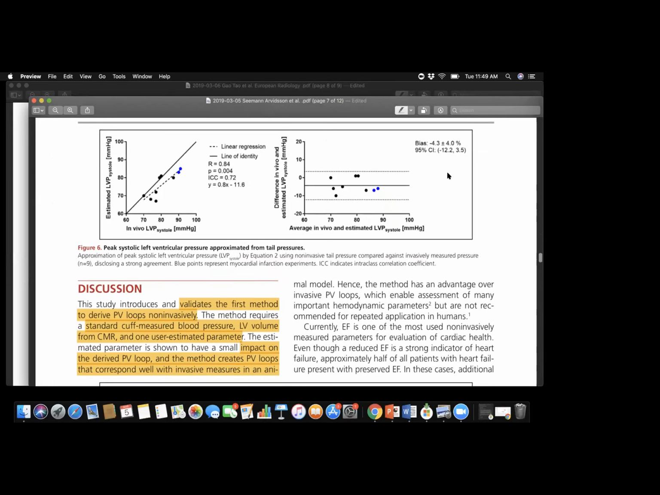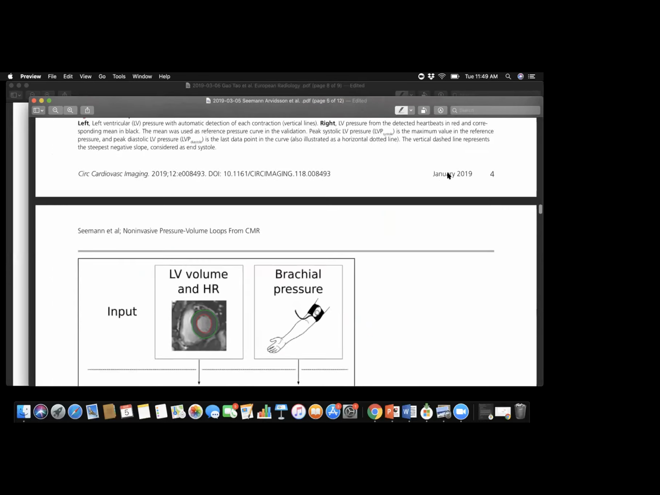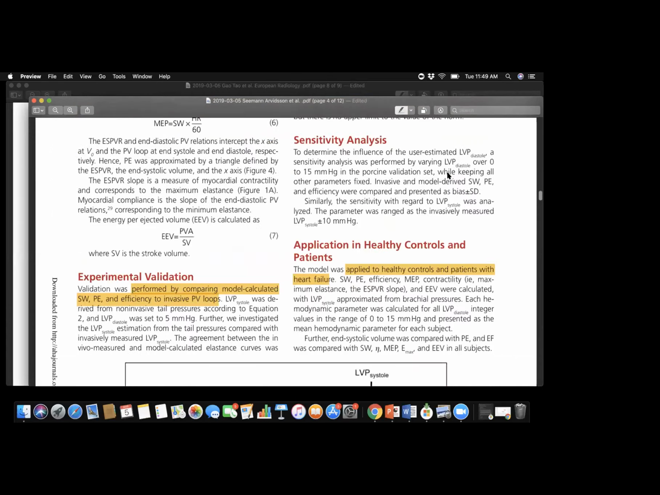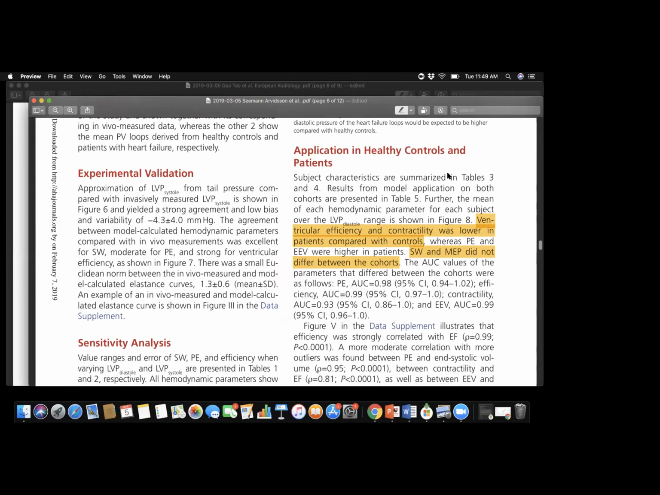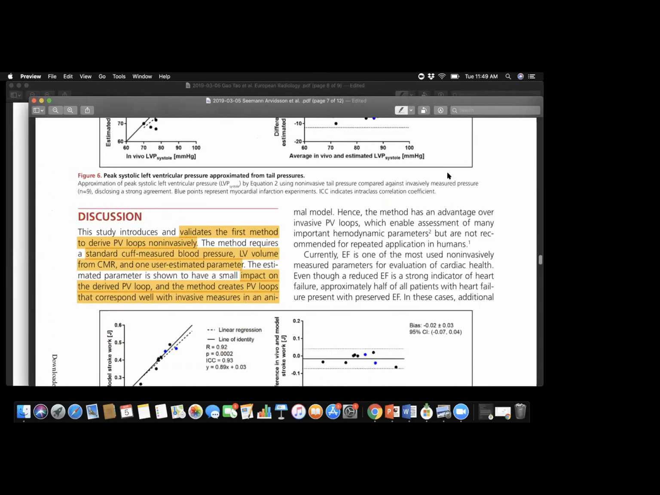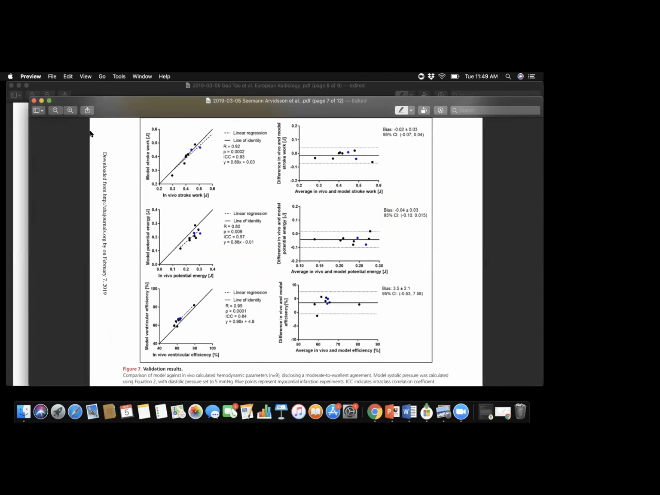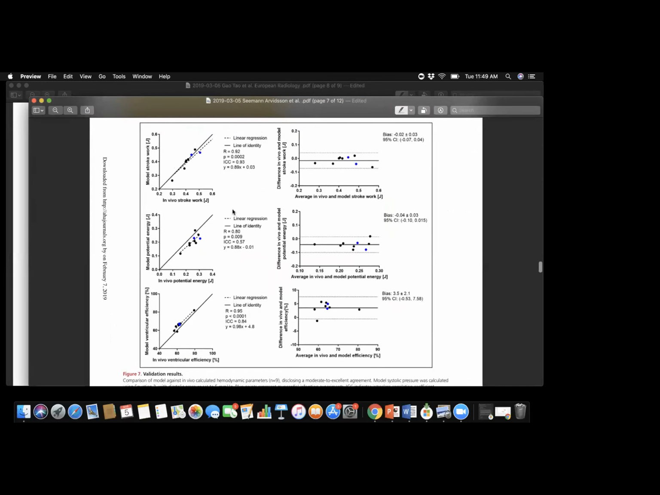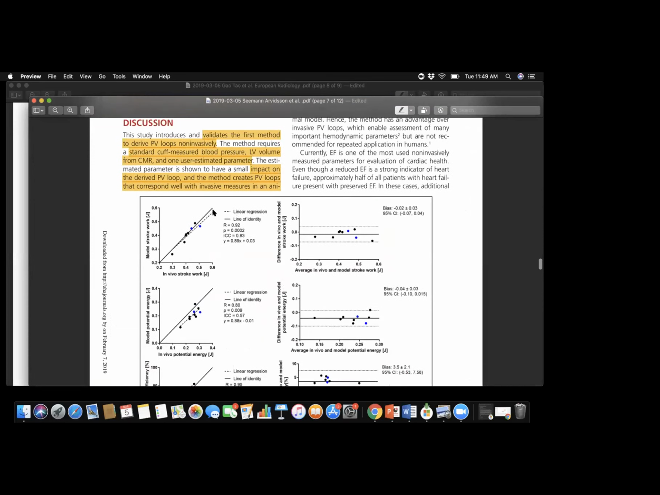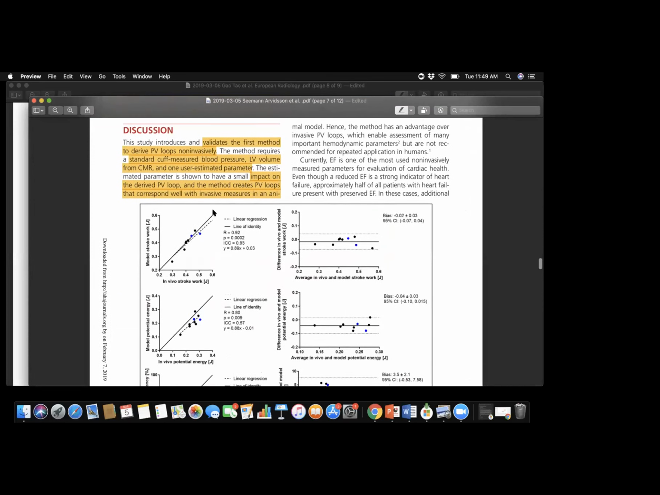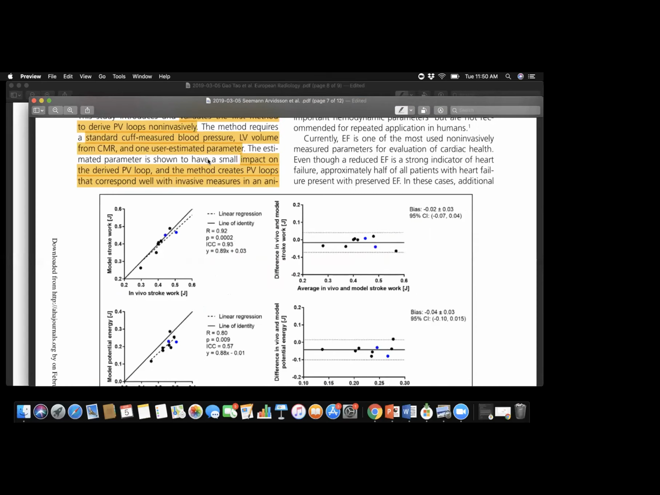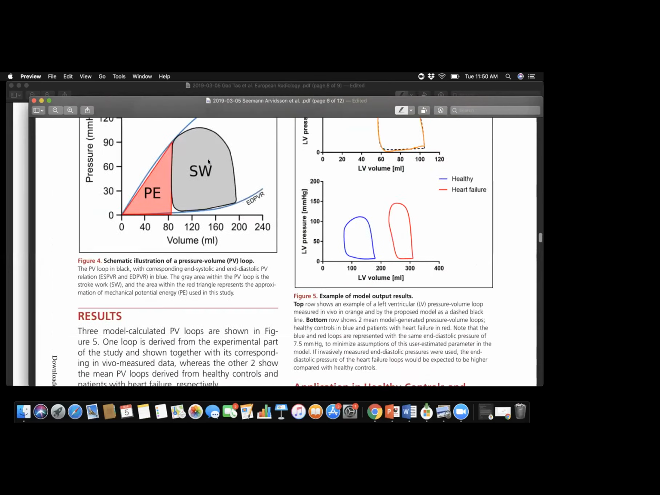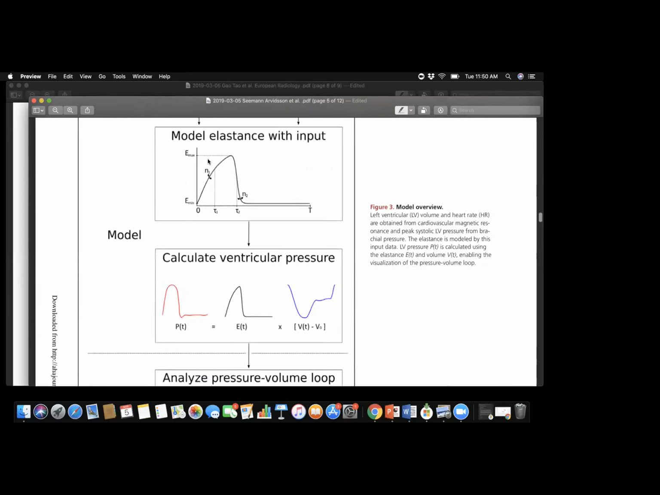Also, when you look at the correlation lines in the results, you're looking at the model parameters and the in vivo. You can see there is a very good linear regression. There is very good correlation in stroke work, potential energy, and ventricular efficiency between the in vivo and their own models. So very nice correlation. This is their validation work, and then now they're going to use this in patients.